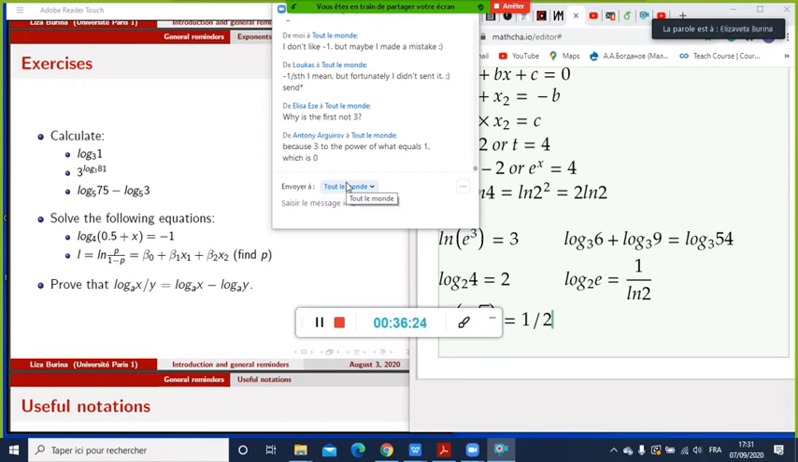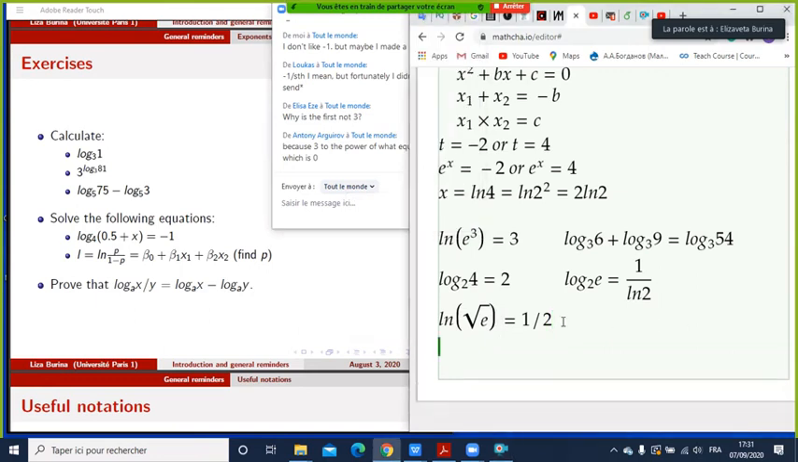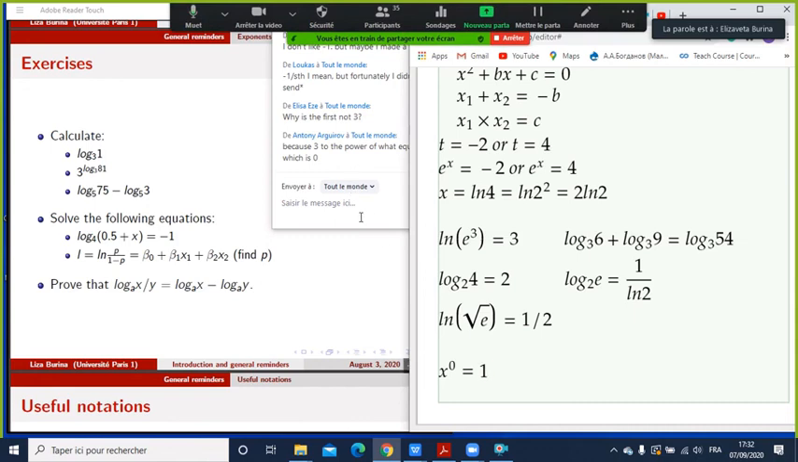Okay, so any number to the power of 0 is equal to 1. I didn't say it yet out loud, but yeah, let's write it down here. X to the power of 0 is equal to 1. So, consequently, 3 to the power of what is equal to 1? 0. I agree absolutely with Anthony's explanation.